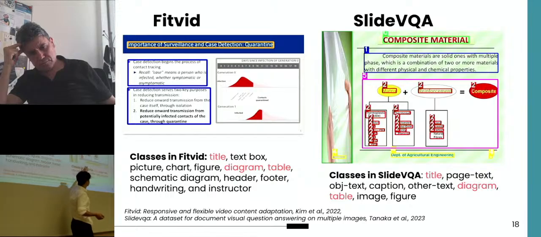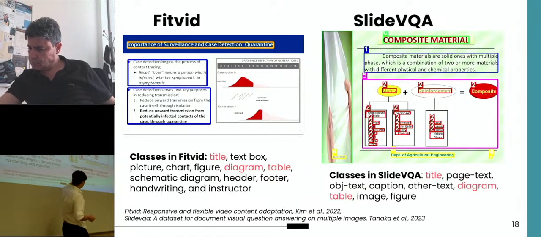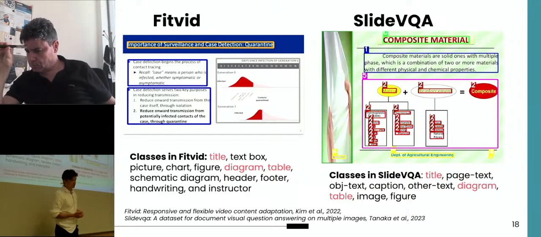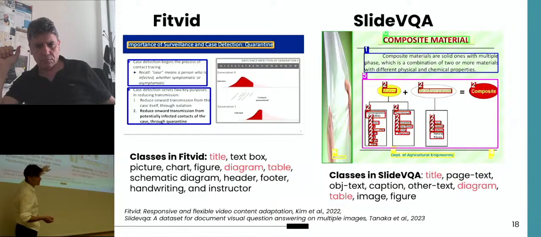Sometimes here, for example, it could have been not a caption but something else, like a page text. And I think it comes from this confusion, that a lot of classes and labels look very similar. The same goes for image, figure, and diagram. What is the diagram? What is the image? Sometimes it's quite hard to differentiate them. In the FitVid dataset, they actually had two labels, one called diagram and another called schematic diagram, and it was hard to find the difference between them.